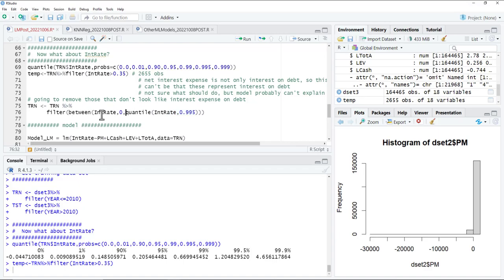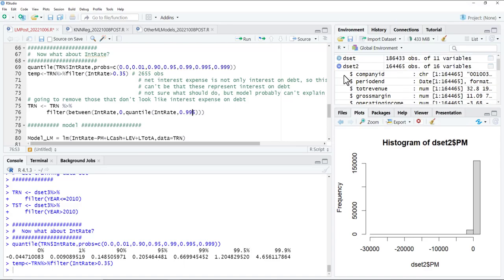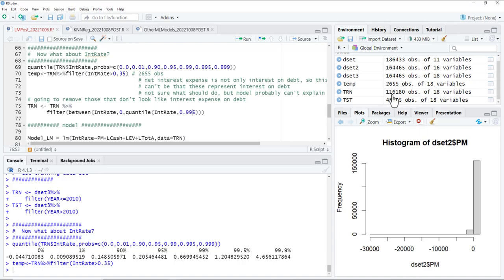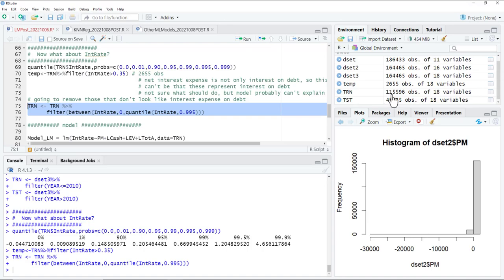Here I'm going to keep only the interest rates that are between zero, so I'm getting rid of the negative interest rates, and those that are less than the 99.5 percentile. So 99.5 would be an interest rate above 100%. That's probably a little generous. So when we look and see, currently the train data is 116,180. Run this, 115,596. So we're going to still have some data in there that's a little bit too large of an interest rate. We could change this even more.